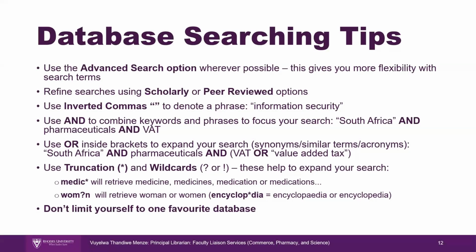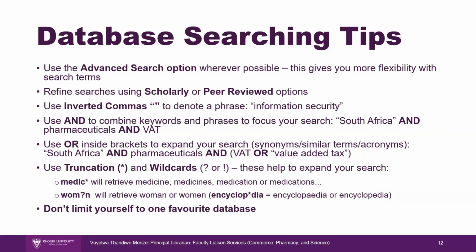Just a few tips before we begin our searches or exploring the two databases. These are traditional databases and a few tips apply. Because you are postgraduate students, it is advisable that you use the advanced search option wherever possible. This gives you more flexibility with search terms. You're then advised to refine your searches using scholarly or peer-reviewed options.